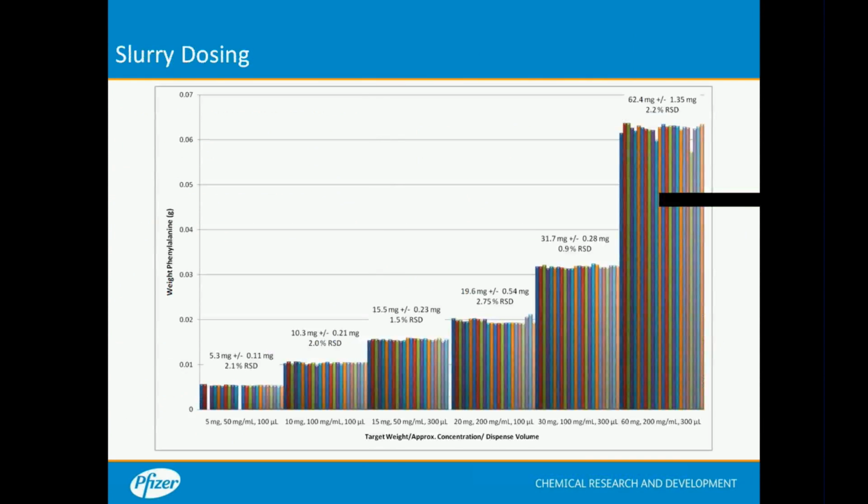I realize the text is slightly small on the slide, but the key here is that we're looking at the weight of phenylalanine after drying it down in a tared vial, after dosing as a slurry, versus the target weight. And what you'll see is it's highly reproducible. In all cases, we're under 3% RSD for our vials at any given level of slurry dosing. So slurry dosing overall was highly effective at all of the levels we tried. And this gave us a lot of confidence going into high throughput screens.